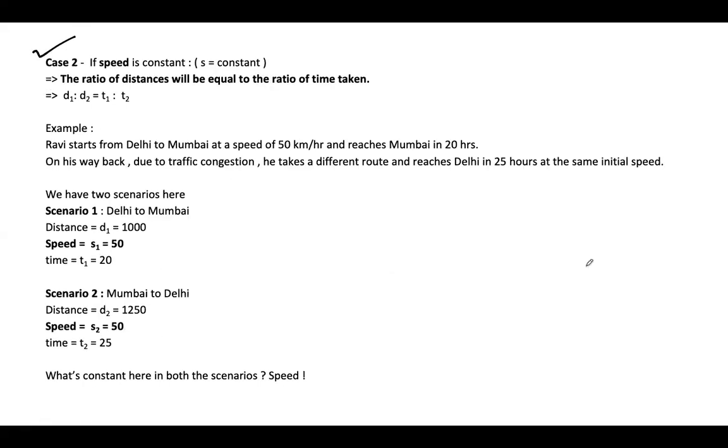Case 2. There can be only 3 cases. In one case distance is constant, in another case speed is constant, and in the other case time is constant. Asta, read this example. Ravi starts from Delhi to Mumbai at a speed of 50 km per hour and reaches Mumbai. Speed given is 50. Time is given as 20. So distance is speed into time: 50 into 20, which is 1000.